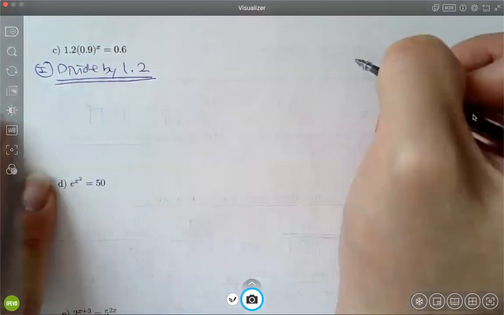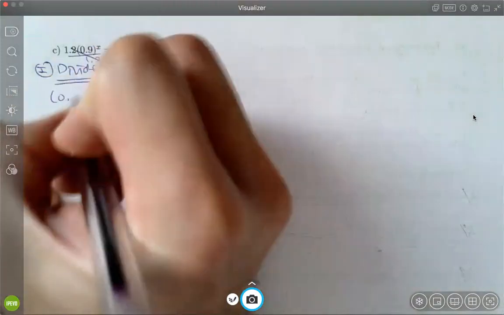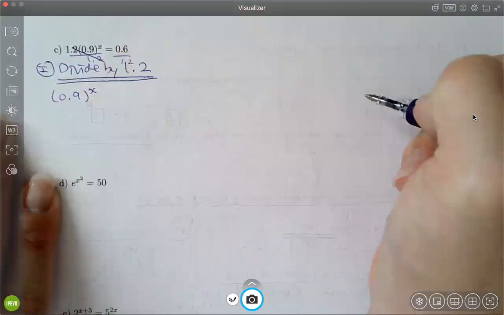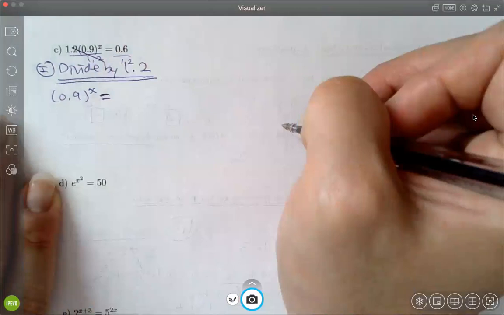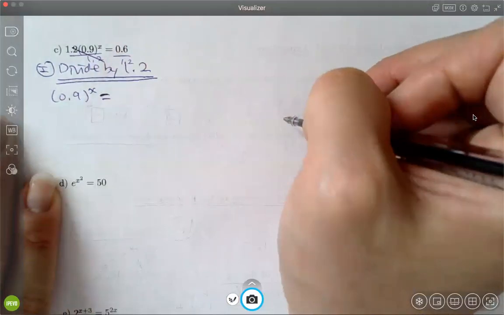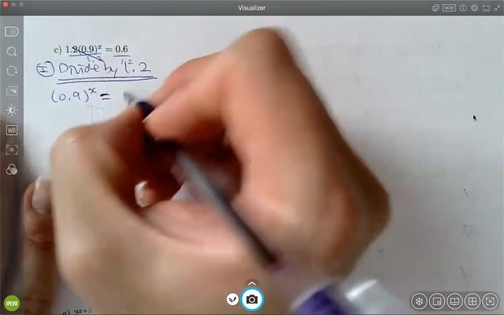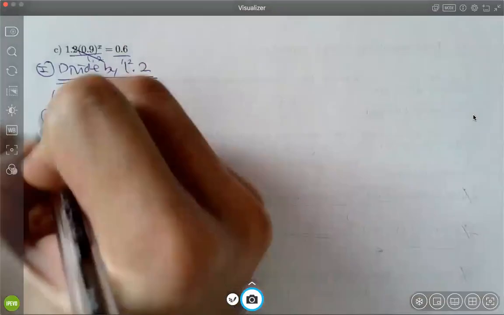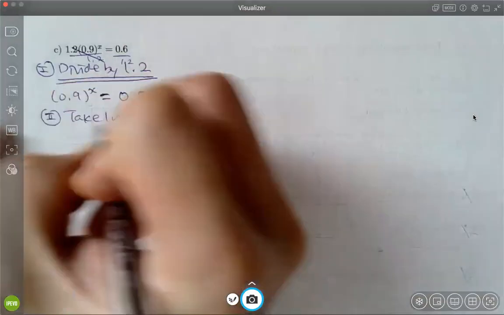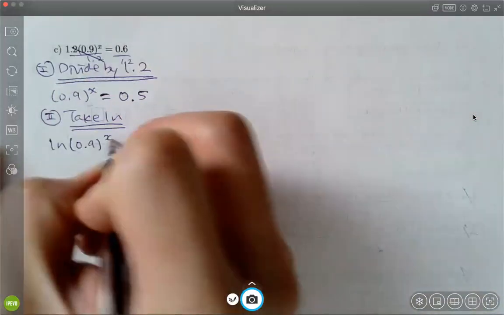Okay, so divide by 1.2. So what do you get? Just 0.9 to the power x, right? And what is 0.6 over 1.2? So you can use your calculator, or you can just get the answer because this is not a hard fraction, but you should get 0.5. In other words, 1/2. Okay, and then what do you do? Now you can take the ln to each side. So you get ln 0.9 to the x is equal to ln 0.5.